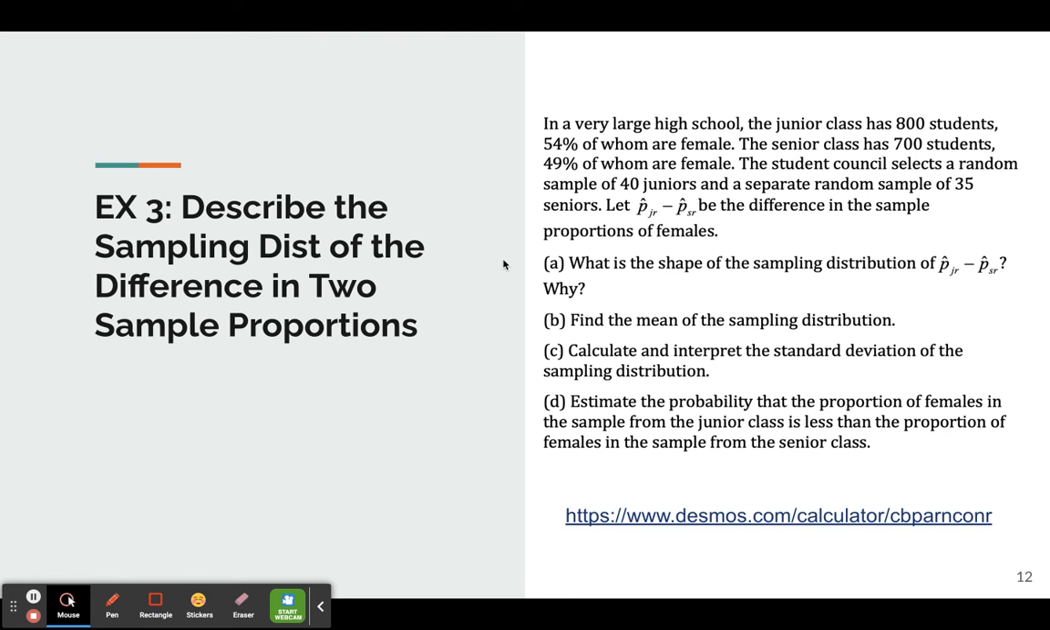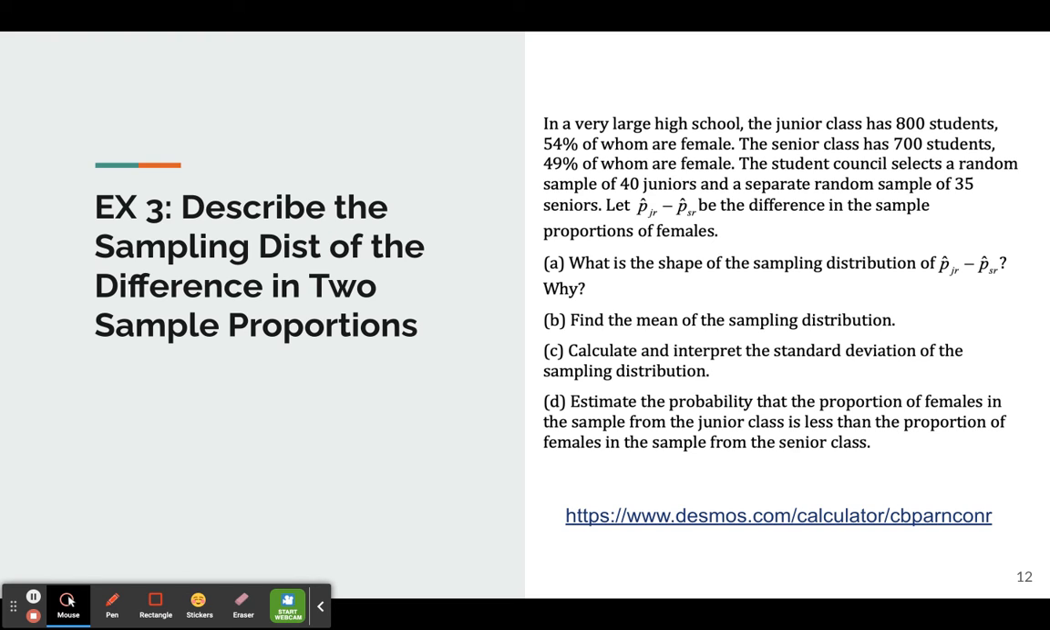Describe the sampling distribution of the difference in two sample proportions. In a very large high school, the junior class has 800 students, 54% of whom are female. The senior class has 300 students, 49% of whom are female. The student council selects a random sample of 40 juniors and a separate random sample of 35 seniors. Let p hat junior minus p hat senior be the difference in sample proportions of all females.